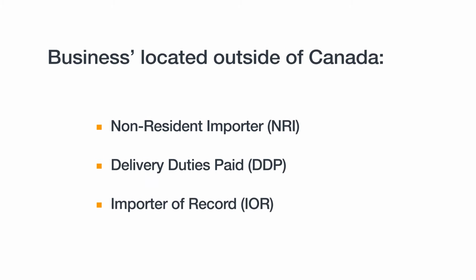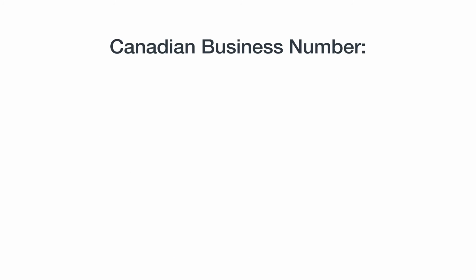a Canadian business number. Along with the NRI, you'll need to obtain a Canadian business number, which has 15 characters: 9 numbers to identify the business, plus 2 letters, and 4 numbers to identify the program and each account. This must be obtained prior to the first importation.